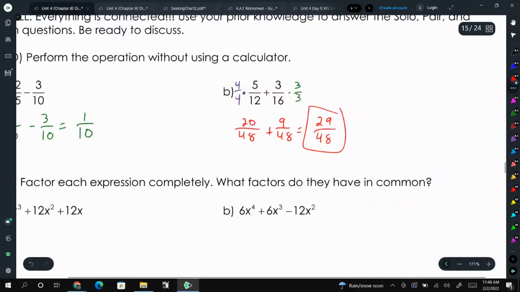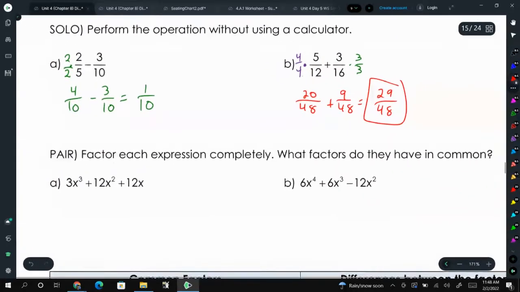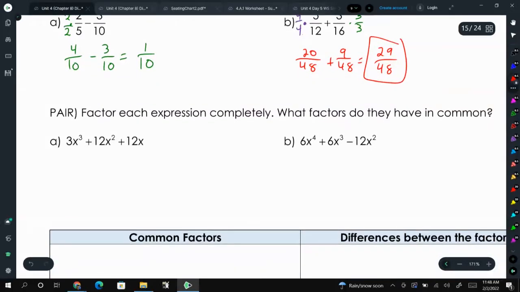So let's apply this to polynomial expressions. We're going to factor both of these.